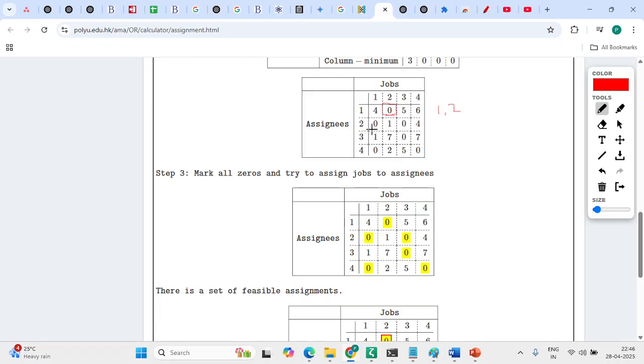In the third row, there is only a single zero, so we will do the allocation. What it means is that we have allocated person number 3 to job number 3. So we have 3, 3.